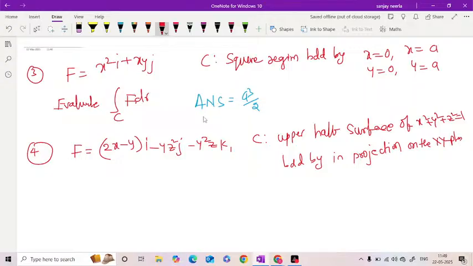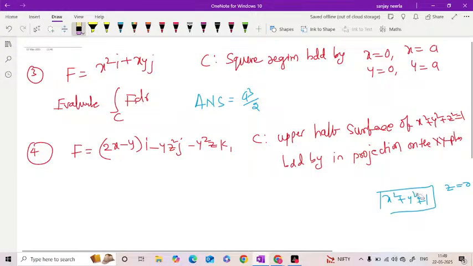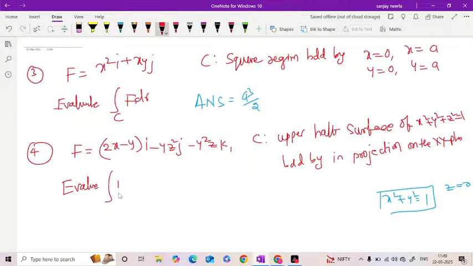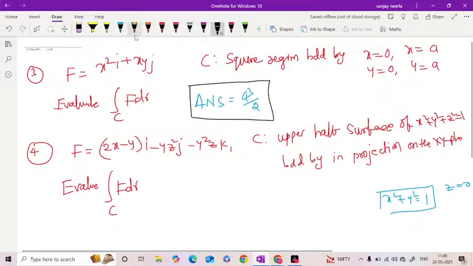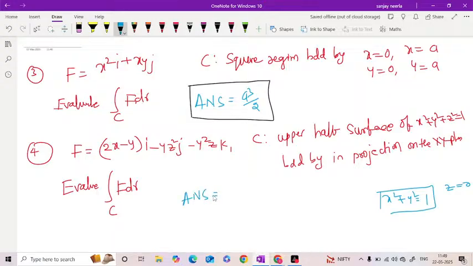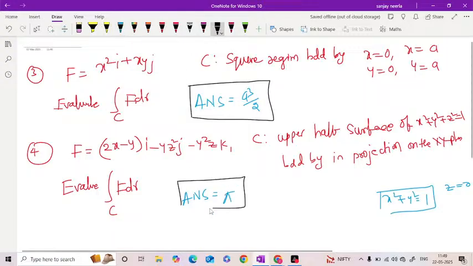So the upper surface means the hemisphere. The projection on the xy plane means z must be 0. So we will get x square plus y square is equal to 1. That means our closed curve is x square plus y square is equal to 1 only. And the question is to evaluate over C. Now the result is pi.